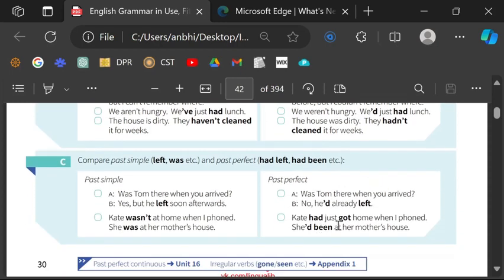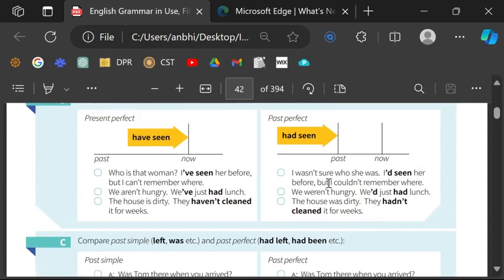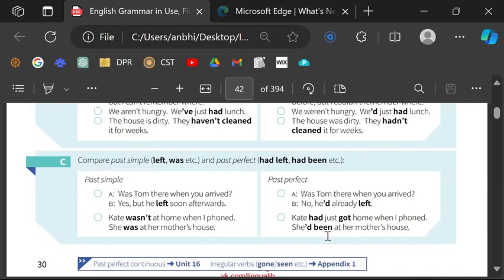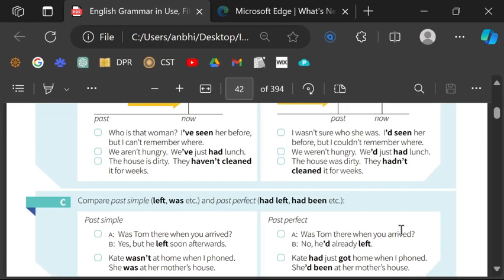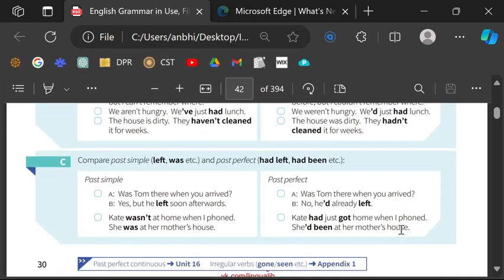She had been at her mother's house. She had been in the past. She had been in her mother's house. And then she had just got home, and then I called. You see? You can clearly understand the sequence of events. She had been at her mother's house. Okay? This is past perfect simple. Past perfect simple. Okay?